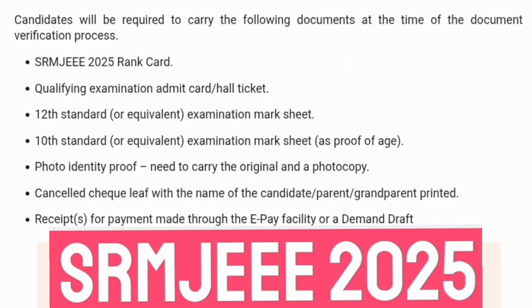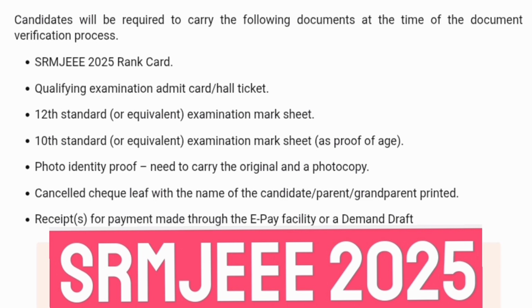Now these are the important documents for SRMJEEE 2025 which you will have to carry for the document verification once the seat is accepted and the admission process is getting completed. At that point of time you'll have to bring your SRMJEEE 2025 rank card, your qualifying examination admit card or hall ticket, your class 12th mark sheets or equivalent, and the 10th class mark sheets or equivalent as proof of date of birth. And you also need to bring a photo identity card, original and a photocopy.